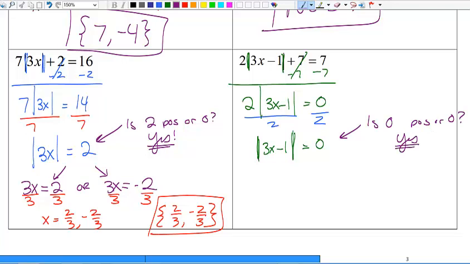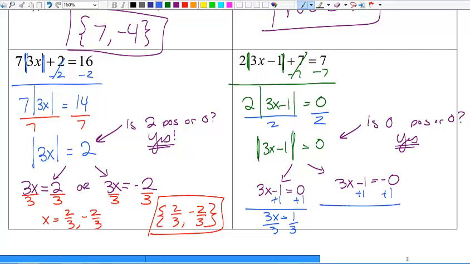So because it's positive or 0, I'm allowed to continue to solve the problem by setting the expression equal to positive 0 and the expression equal to negative 0. Now this is one of those little bit weird cases because 0 is neither positive nor negative. So when I end up solving these, I'm going to get the same solution. I have x is equal to 1/3. On the other side, negative 0 plus 1 is still 1, so x is again 1/3. Because I got both answers to be the same, in my solution set I just have to put 1/3. And that's my answer.